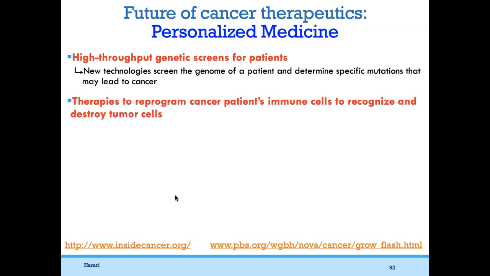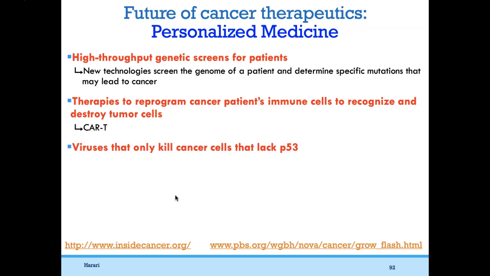There's also new therapies that can take a cancer patient's immune cells out of their body, and you can reprogram them so they can target cancer cells. This is called CAR T. This is a new type of therapy. So you can take a cancer patient's cells and reprogram them outside of the body, and you put them back in the body so they can kill cancer cells. This is very cool stuff.